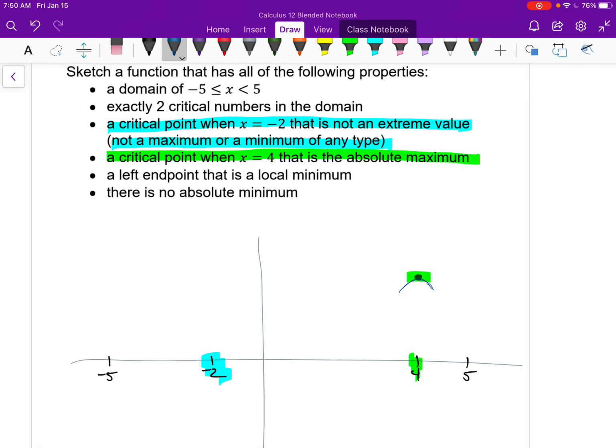However, when I say something like this, honestly, it could be something like this. It could be something like this. There's lots of possibilities, as long as that's the highest point. As long as it goes up and then back down, I'll leave it like that. Now, there is no absolute minimum. So how on earth can that be?